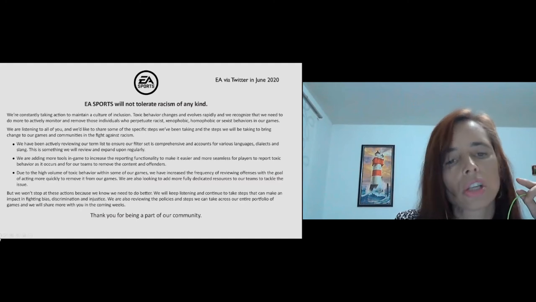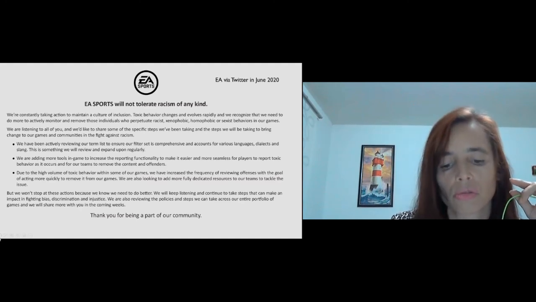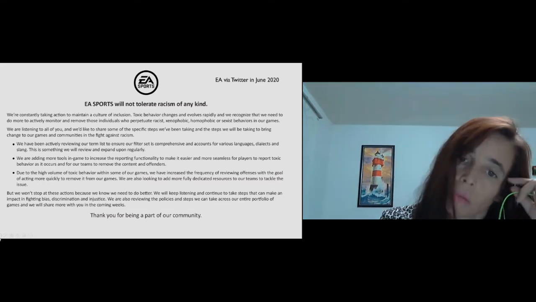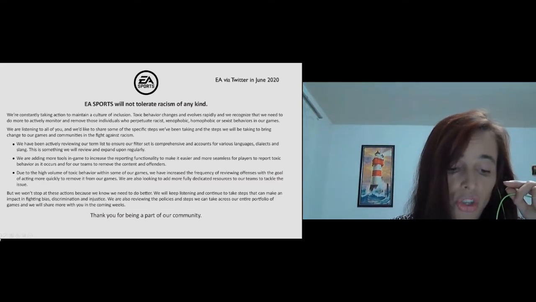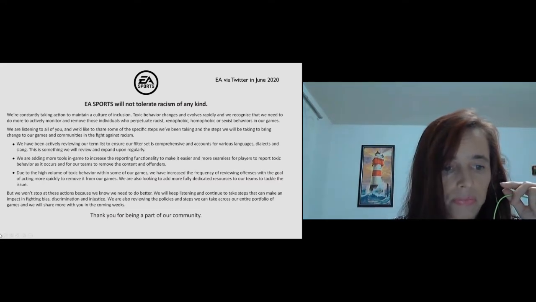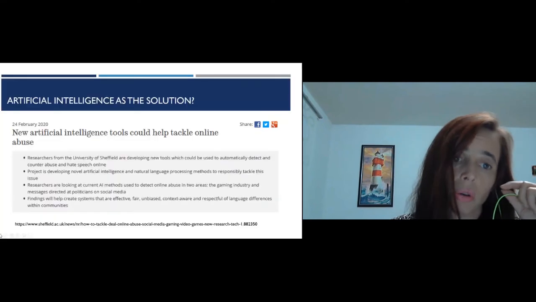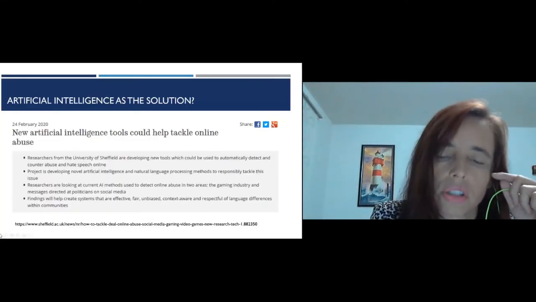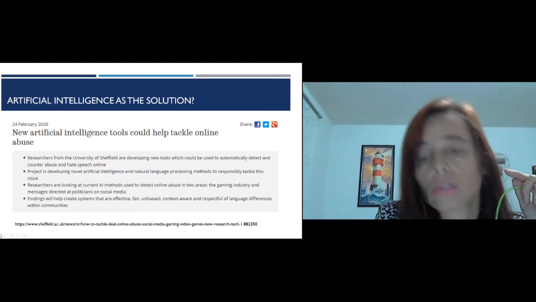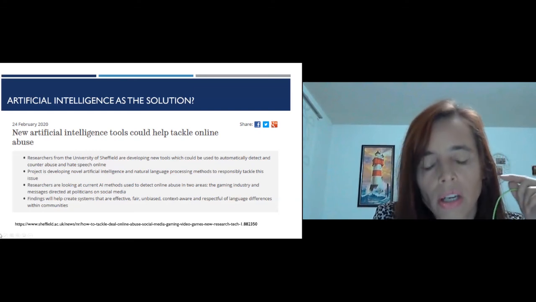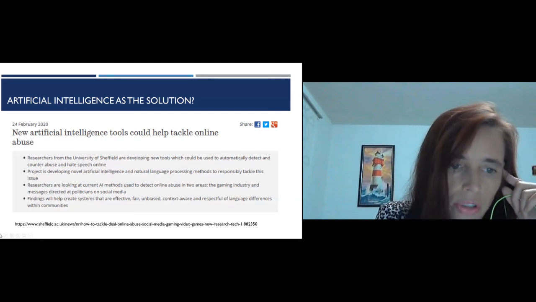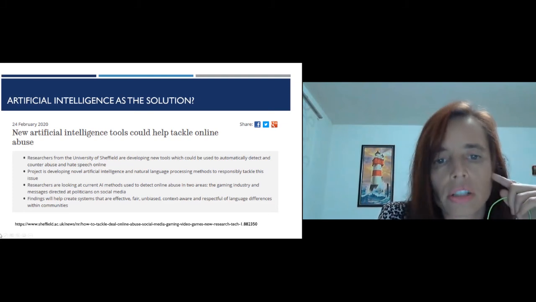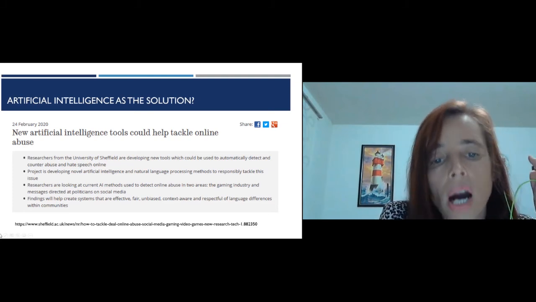We want to deal with the reports really fast and so on. But again, it's just a promise. We will see if something changes. And of course, there are also a lot of universities or research working on solutions. So that's a newspaper article I found from February, where another artificial intelligence solution might help.